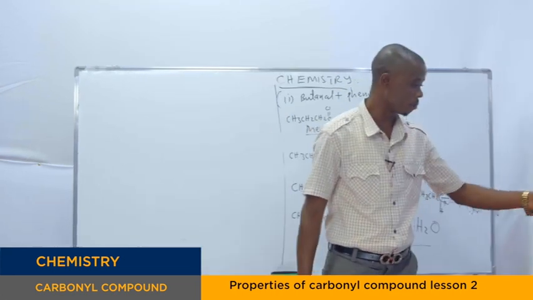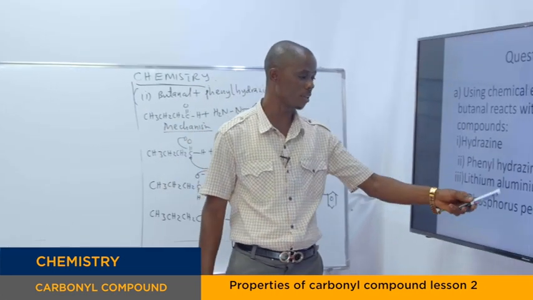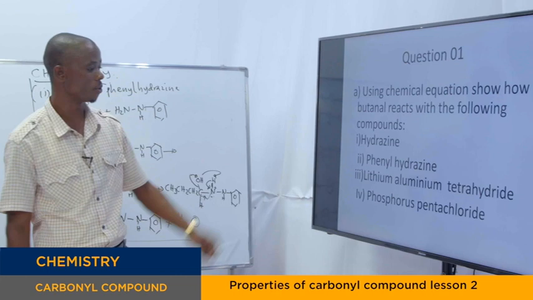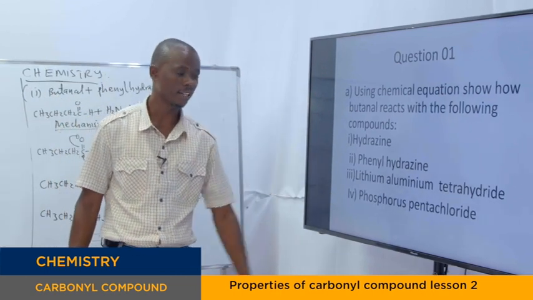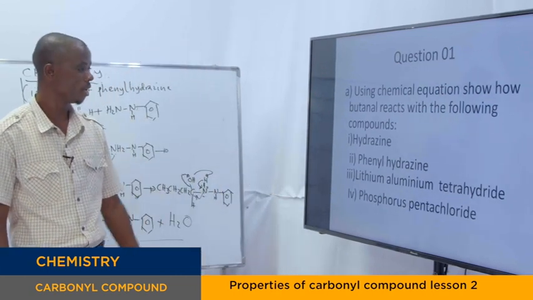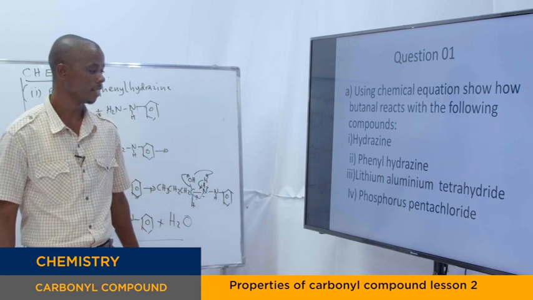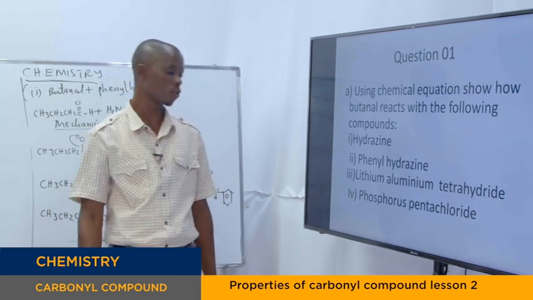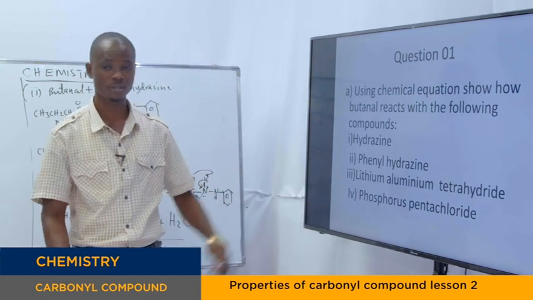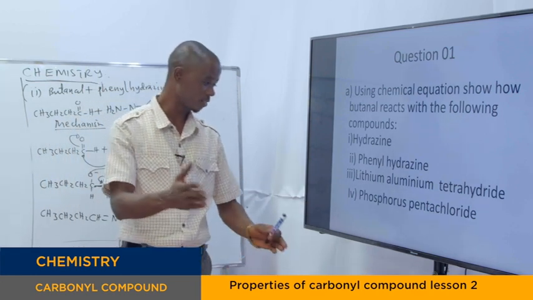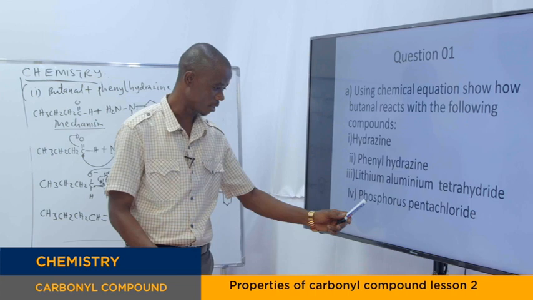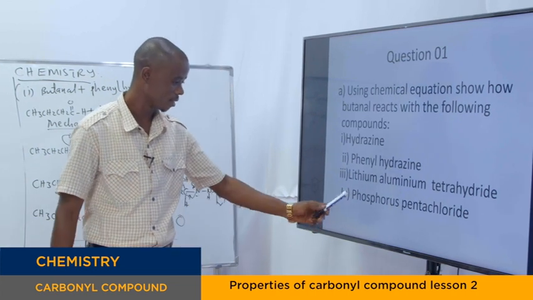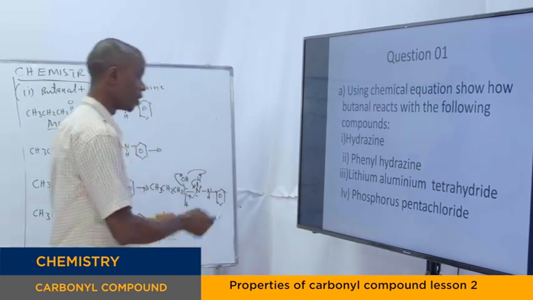Now this one is very simple. I can just guide you. Lithium aluminium tetrahydride reacting with butanal. This is a strong reducing agent. So butanal is an aldehyde. It can be reduced by this compound into alcohol. You can take a piece of paper and try to do this one by yourself. But maybe I can give some mechanism on the fourth part. Phosphorus pentachloride with that one.